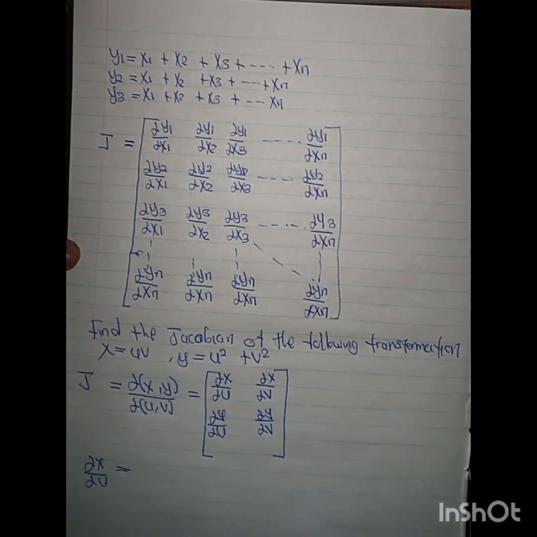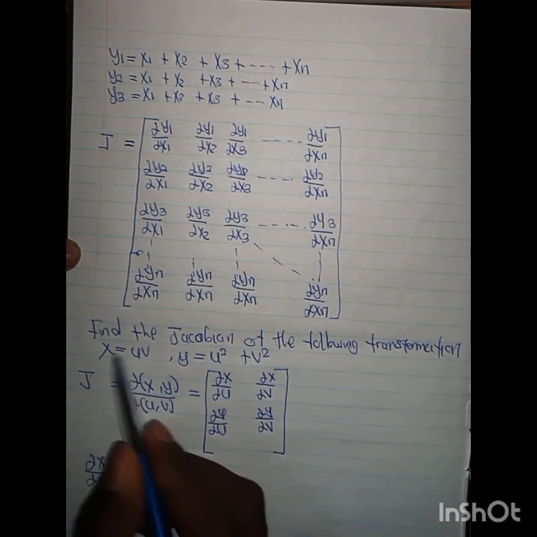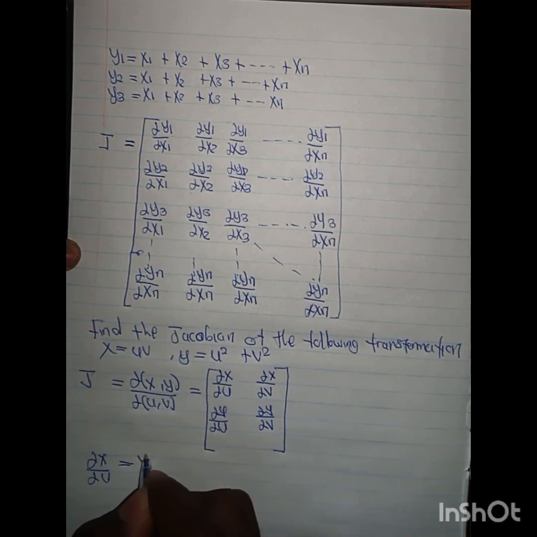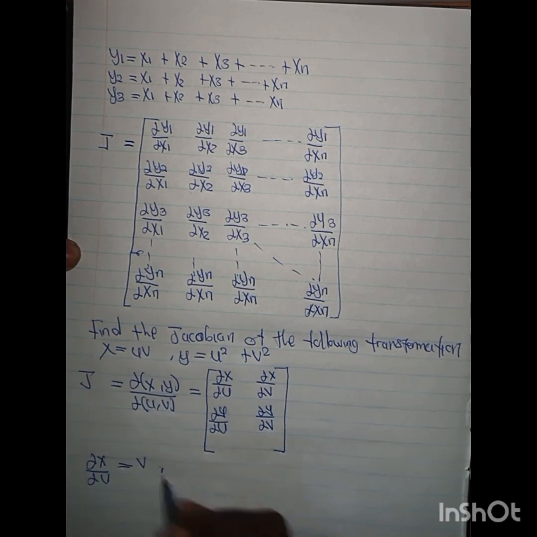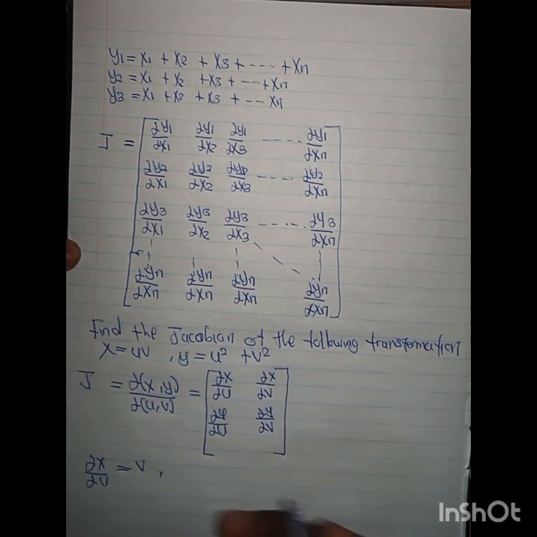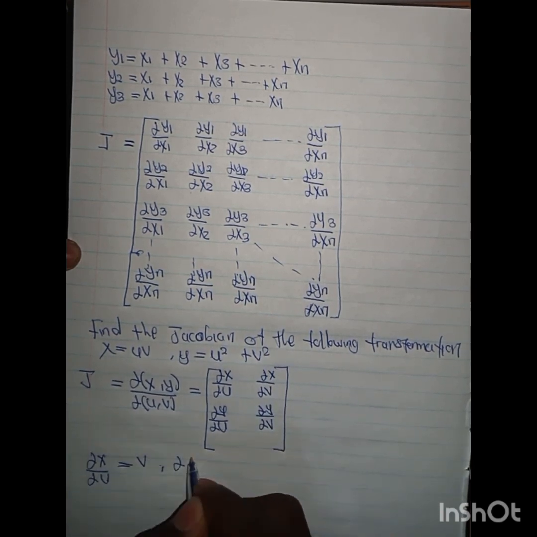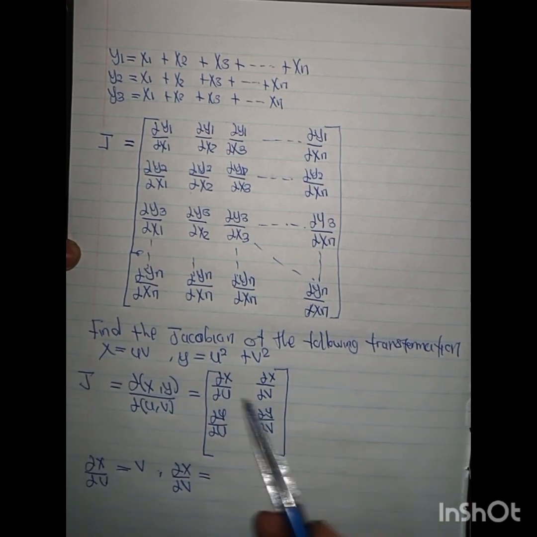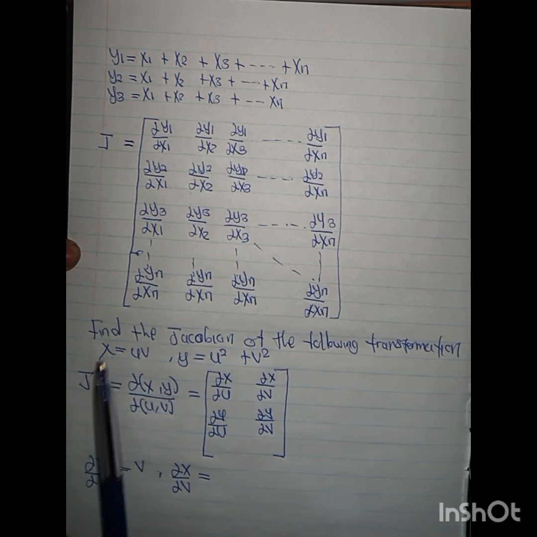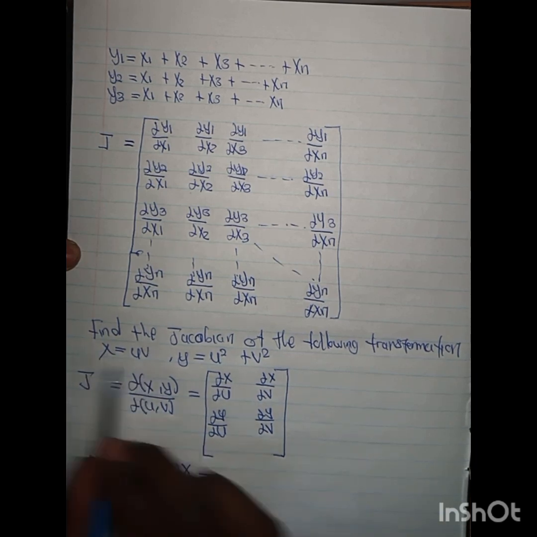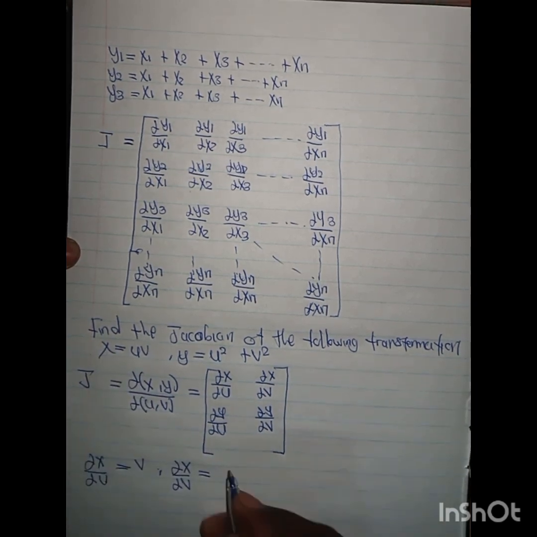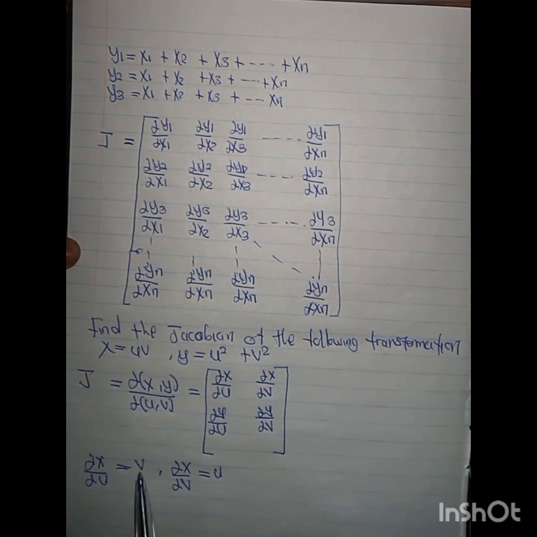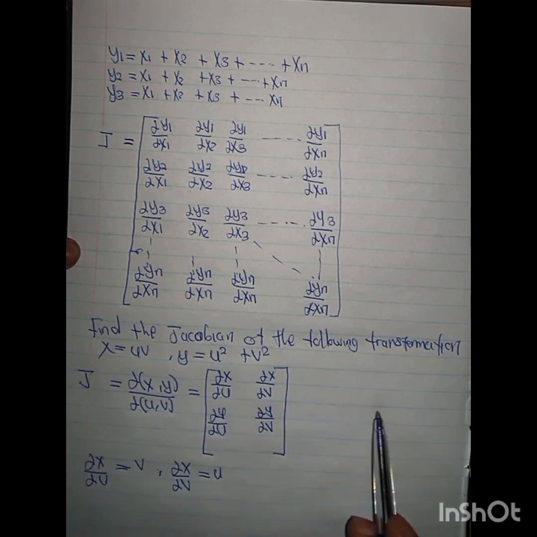dx/du can be found from x. This is our x, and then we differentiate x with respect to u. So it means we'll just have a v like that. And then now we can also find dx/dv. When we want dx/dv, this is our x equation, so we can differentiate this equation now with respect to v. It will just give us a u. And then these two entries are the entries of the first row.